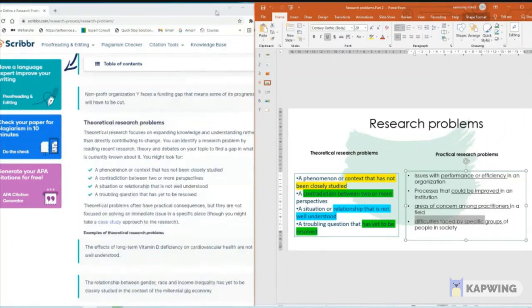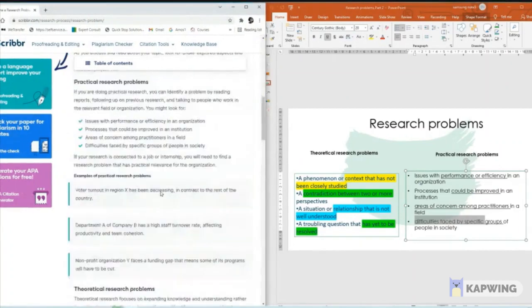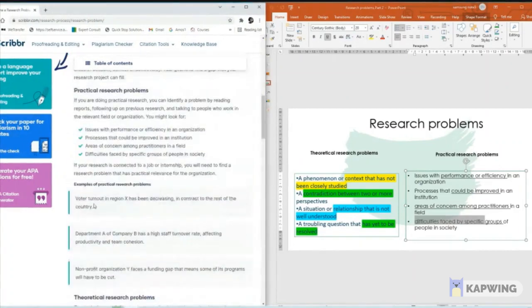Shall we look at an example of a practical research problem? Voter turnout in Region X has been decreasing in contrast to the rest of the country. So practically what they found out is that in the particular region, the number of turnouts is decreasing compared to the rest of the country. This is a practical research problem that they found.